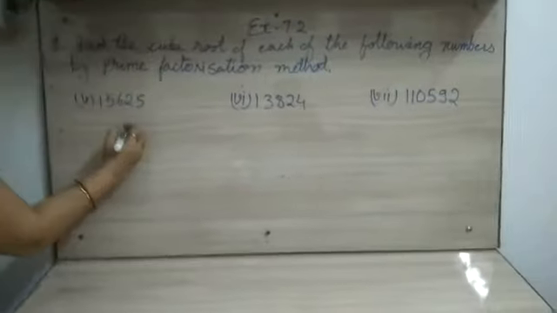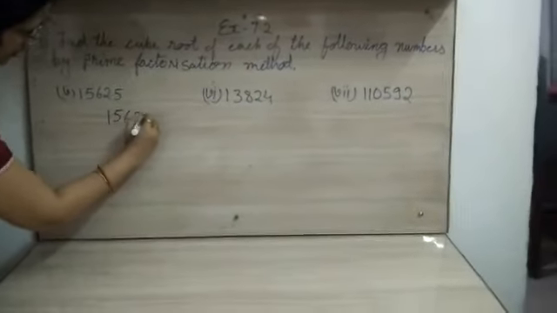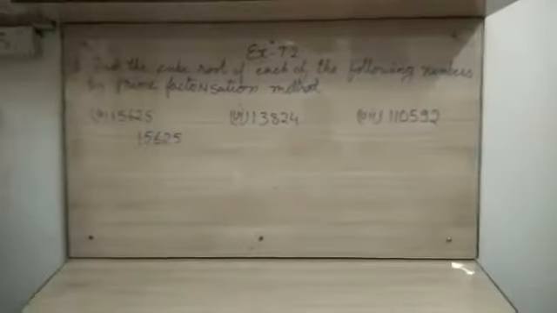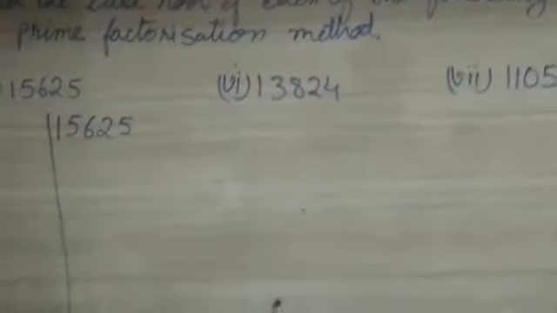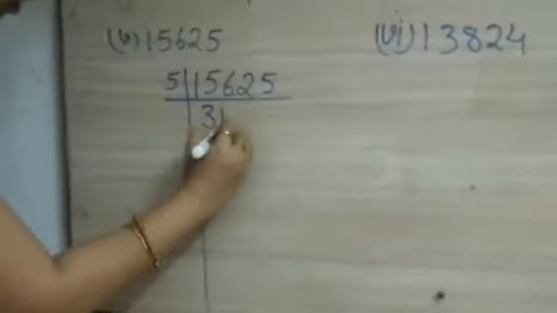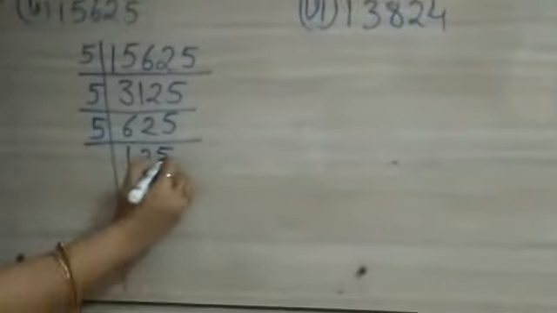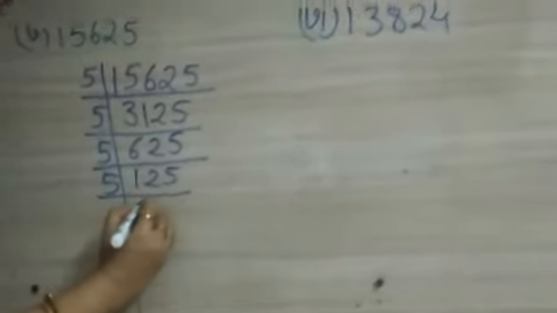Students, in the fifth part again we have to find the cube root of 15,625. Because at the end we can see the 5, we will start doing prime factorization by 5. So it will go by 5, 3 1 2 and 5. Again it will go by 5, so 6 2 and 5. Again it will go by 5, so 1 2 and 5. Again by 5 and again by 5.